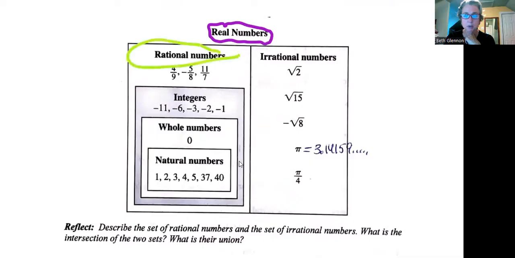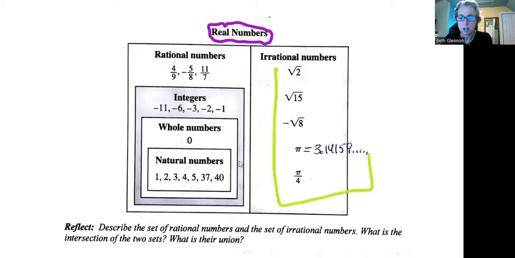So numbers are either rational or they're irrational. They can't be both. We call that mutually exclusive. Okay, so numbers are either rational or they're irrational. Take a look at all of the irrational numbers that we have here. Notice that the irrational numbers cannot be expressed as a fraction. Those are numbers that when you write them as a decimal, they don't repeat in a pattern.